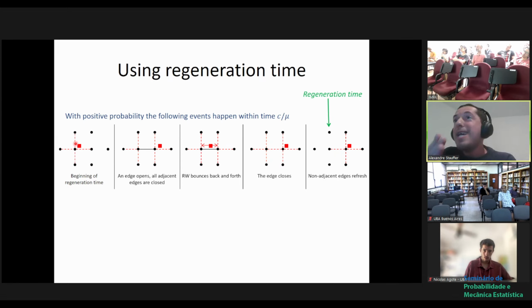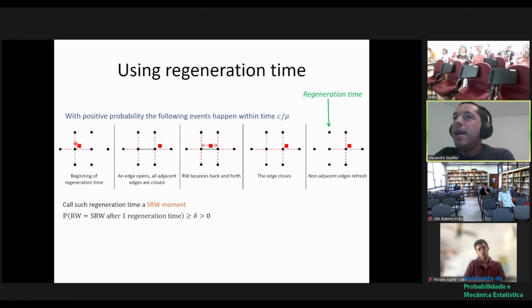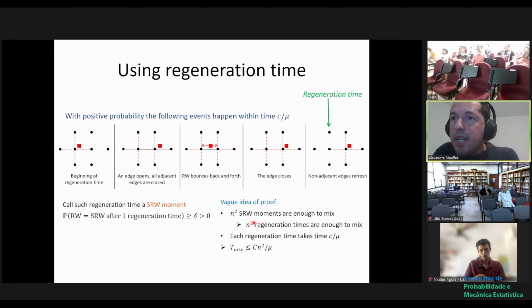What I'm trying to say here is that between these 2 regeneration times, the walker just did 1 step of simple random walk. And when this happens, we call such a regeneration time a simple random walk moment. That is the moment the walker did a simple random walk step. Okay? And it happens with positive probability. So that's all the proof.